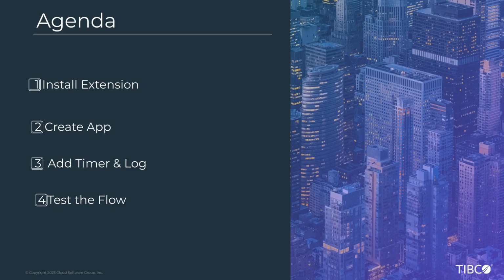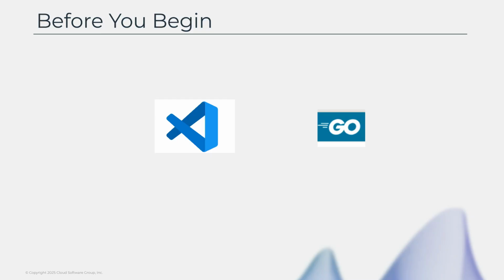Let's look at these steps one by one and learn. In this video, you will learn how to install the Flogo extension in Visual Studio Code and create our first app with a simple timer trigger and log message flow. Before you start, make sure you have Visual Studio Code and Go installed on your system. Now let us see how to do the installation.